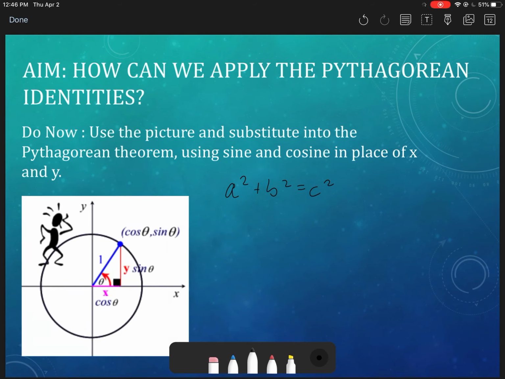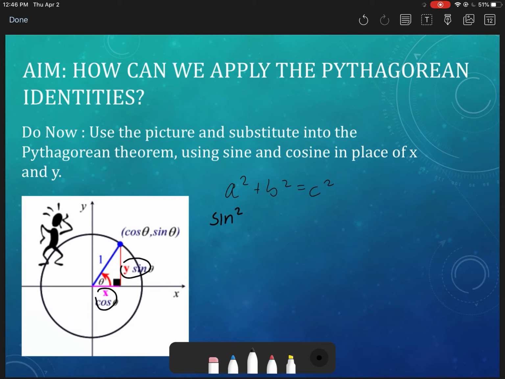Okay, so we're using sine and cosine in place of x and y, or in this case, a and b. Remember that x and y are your legs. Sine and cosine are the legs. Doesn't matter where we put them, either into a or b. Those are interchangeable. I'm going to replace a with sine.